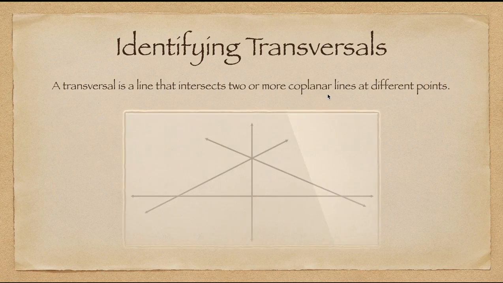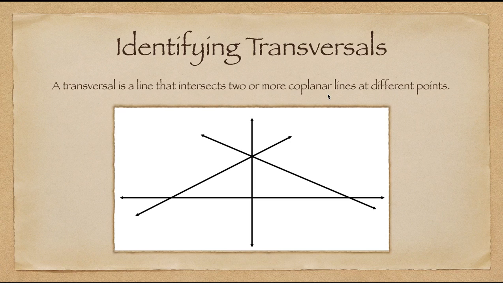Identifying transversals. A transversal is a line that intersects two or more coplanar lines at different points. If you look at the image below, we have multiple lines that intersect two or more lines at different points. That means that every line depicted here is a transversal.